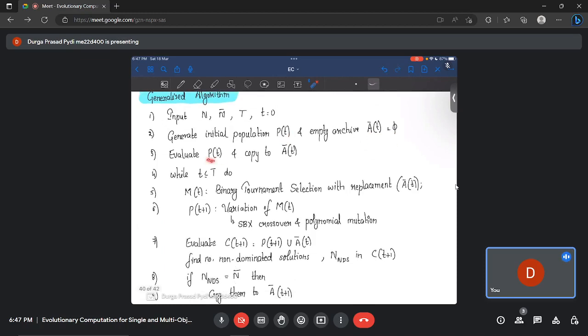Next, you calculate the value of PT and copy all of this into the archive, and you update them also. Yes, this population is real numbers, randomly generated real numbers. Okay, or you are suggesting you are going to use some.